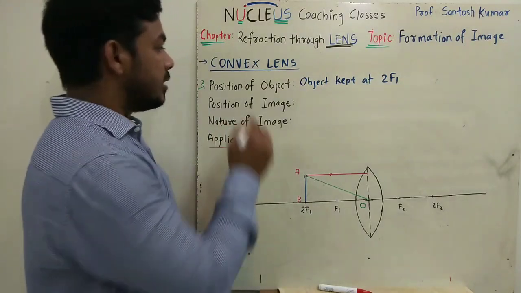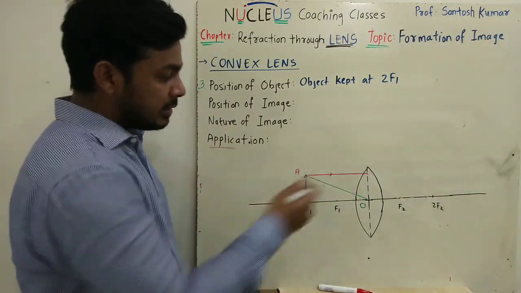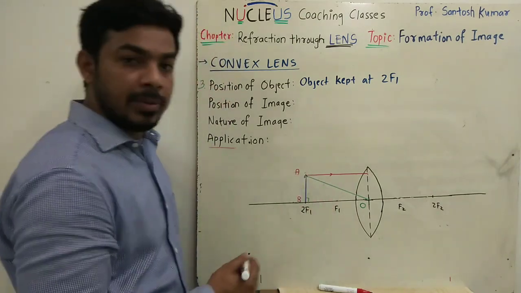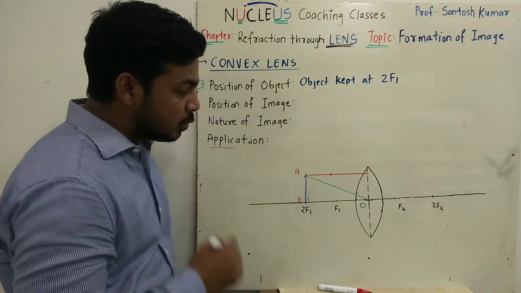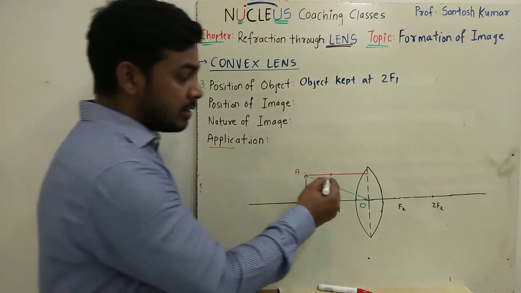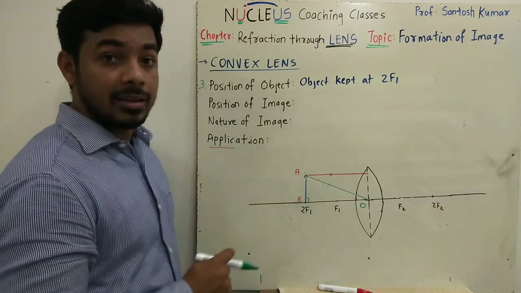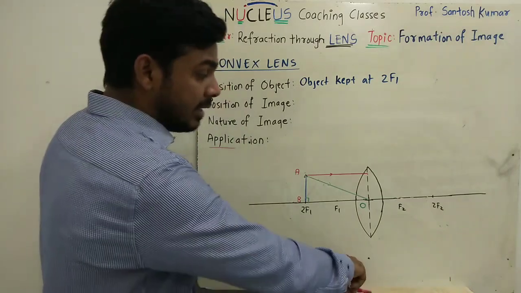So this is the third case where the object is kept at 2f1. You can see in the figure I have kept object AB perpendicular to the principal axis, and the object is placed at 2f1, and I have considered two incident rays from the object, and these incident rays are standard rays. So let's complete the ray diagram.